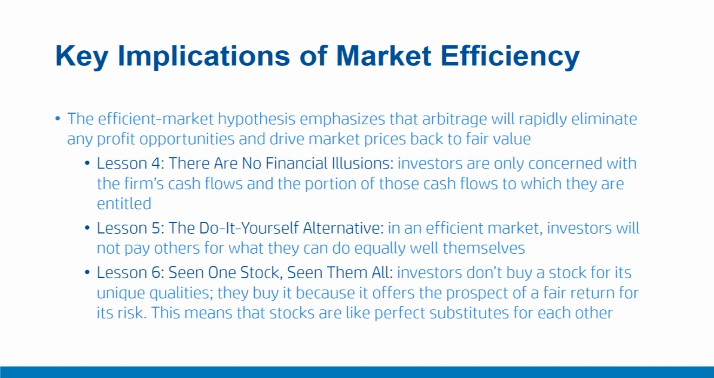Lesson number 5 is do-it-yourself alternative. In an efficient market, investors will not pay others for what they can do equally well for themselves. As we shall see, many of the controversies in corporate financing center on how well individuals can replicate corporate financial decisions. For example, companies often justify mergers on the grounds that they produce a more diversified and hence more stable firm. But if investors can hold the stocks of both companies, why should they thank the companies for diversifying? It is much easier and cheaper for them to diversify than it is for the firm.